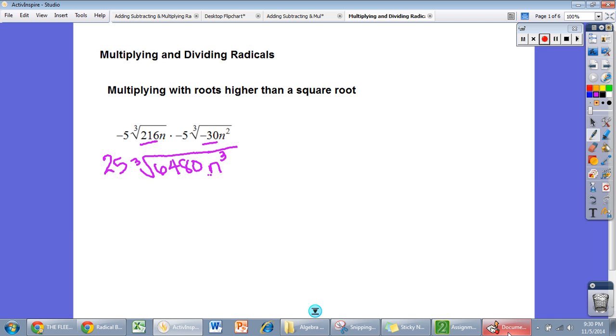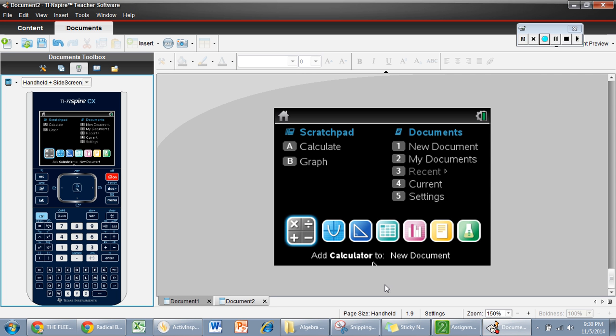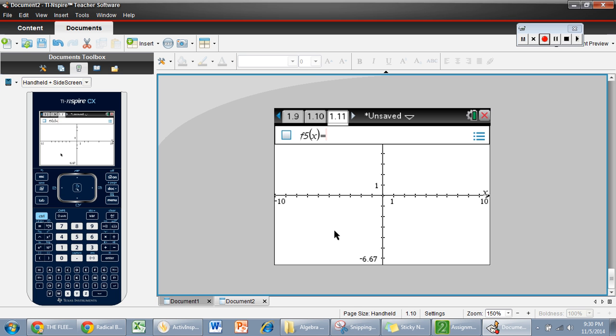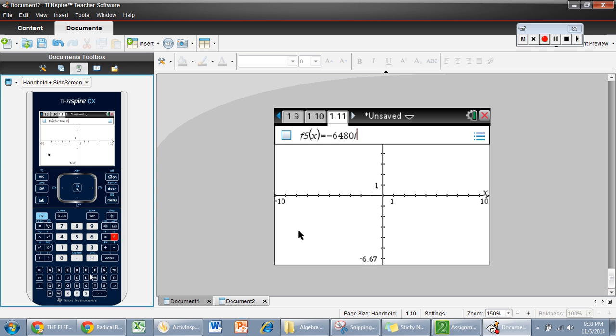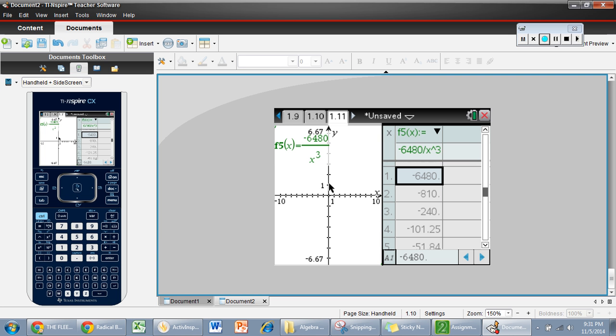I'm going to come down and use my TI Inspire. The trick I taught you in Desmos.com or using our TI Inspire calculator is we go to the graphing app and we're going to put in there that very large number, -6480. And it's a cube root, so we're going to divide by x to the third power. The opposite of the cube root is x to the third. Hit enter, go look at our table, Control T, and this is the trick where I taught you.